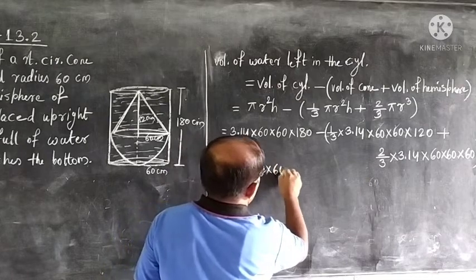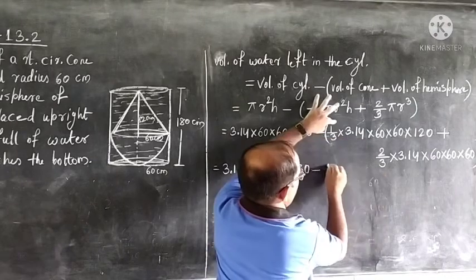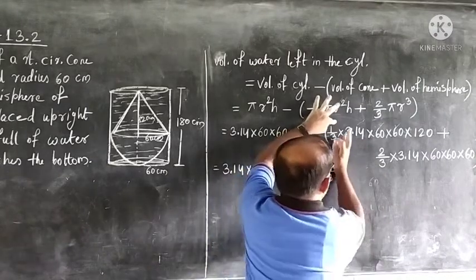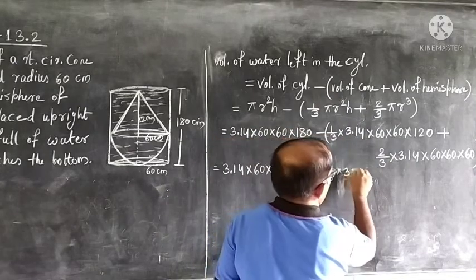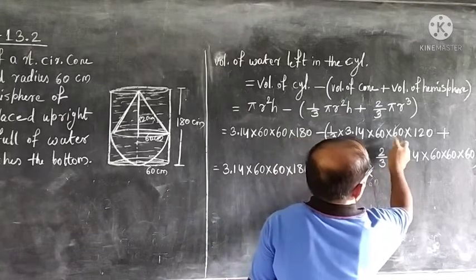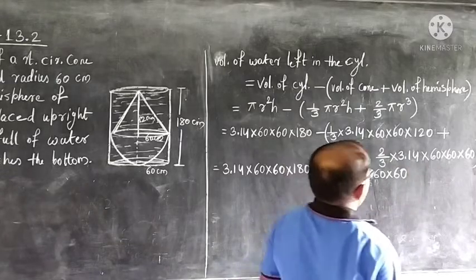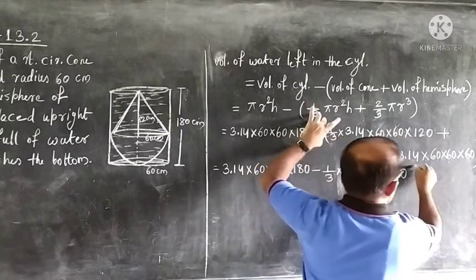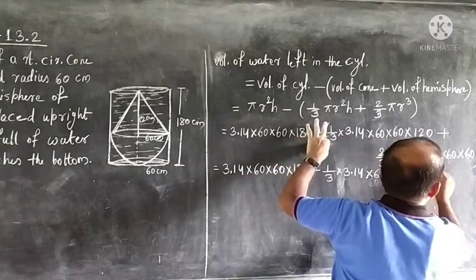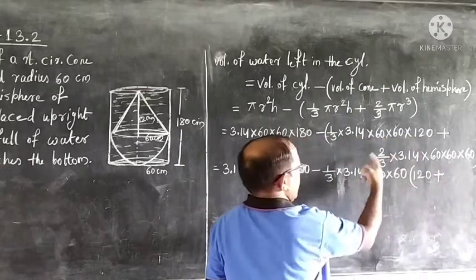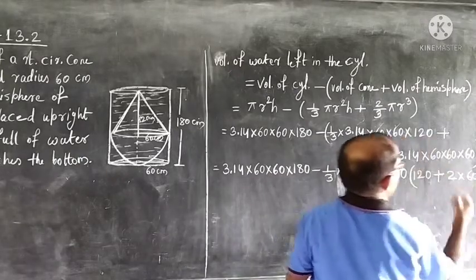3.14, 60 into 60 into 180, minus 1 by 3, 2 by 3. So, we will take common 1 by 3. Then we can take common 3.14 too, and 60, 60 also common. Then we use bracket, what remains? 1 by 3 out, 3.14, 60, 60 out, 120 remaining here, plus from 2 by 3 we have taken common 1 by 3, so 2 remains and then this 60 also remains inside the bracket.